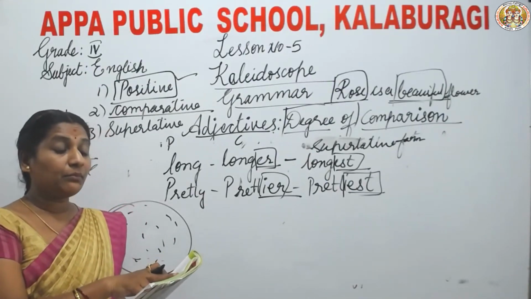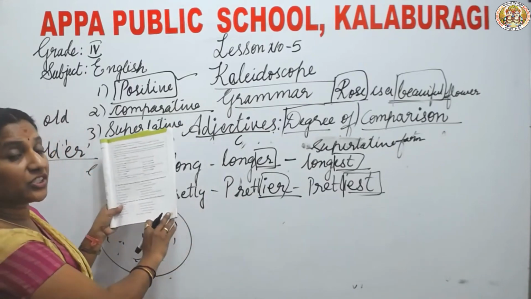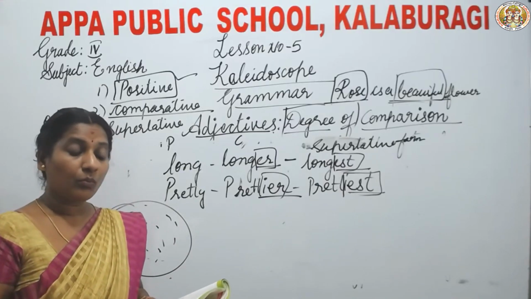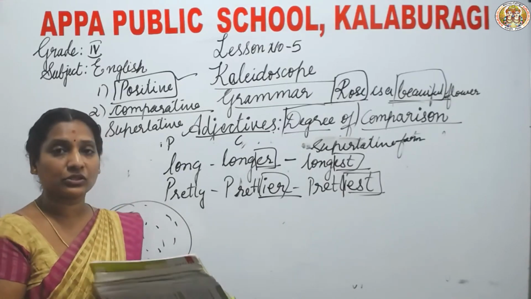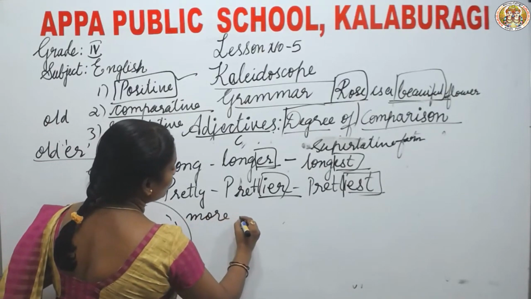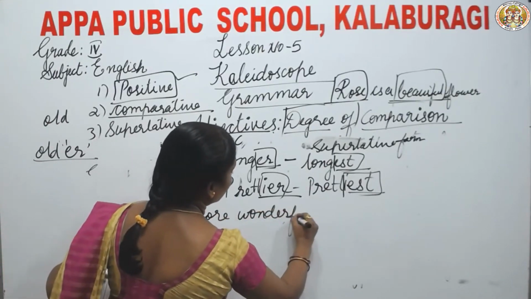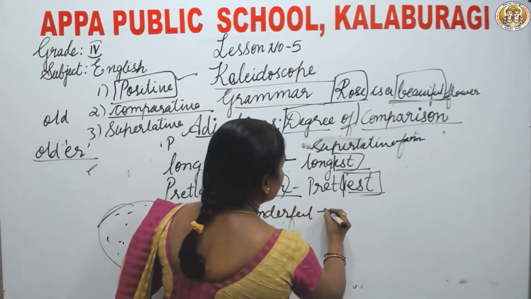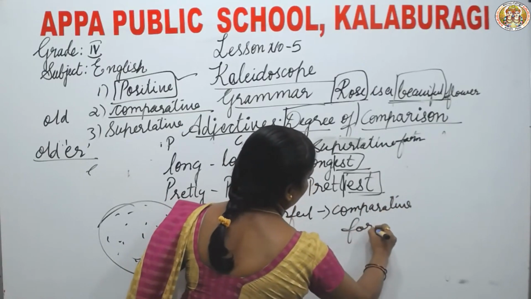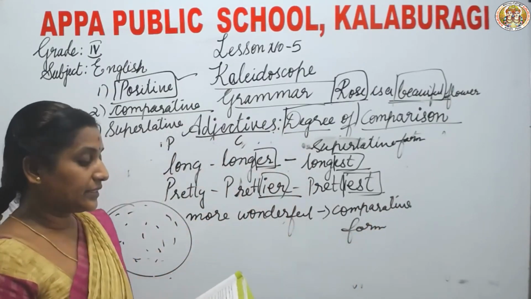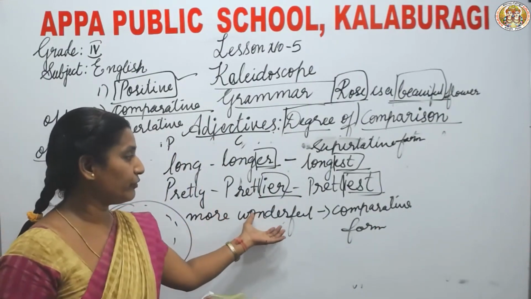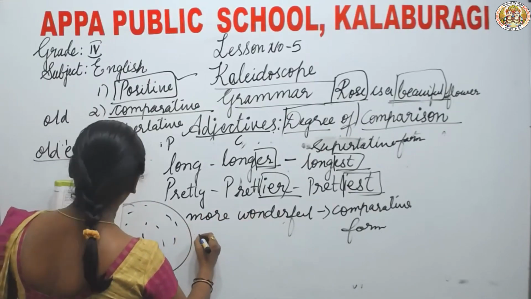Turn to page number 69. Here, by adding more in front of the adjective, wonderful can become more wonderful, most wonderful. That is not given here, but still I will teach you all. More wonderful, most wonderful. This is also one of the forms. More wonderful is again the comparative form. Similarly, interesting becomes more interesting. This is more wonderful, and more interesting.